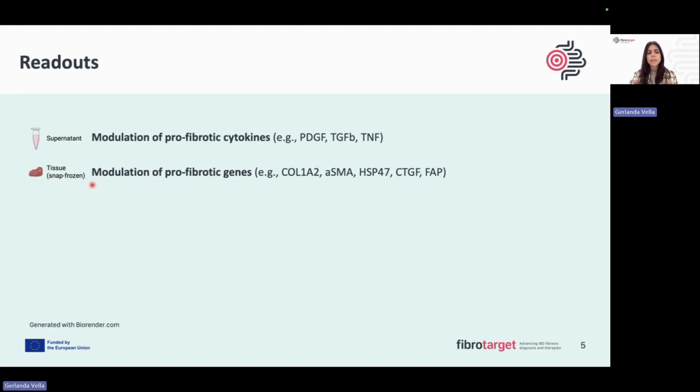So the supernatant can be used to analyze the modulation of profibrotic cytokines, including PDGF, TGF-beta, and TNF upon treatment, while the snap frozen tissue is used to assess the modulation of profibrotic genes, including alpha-SMA, CTGF, and FAP.